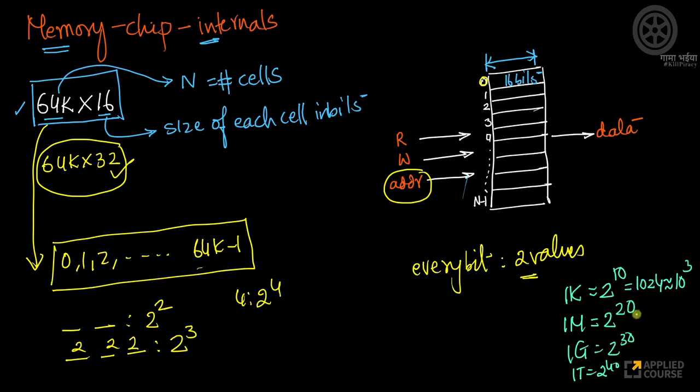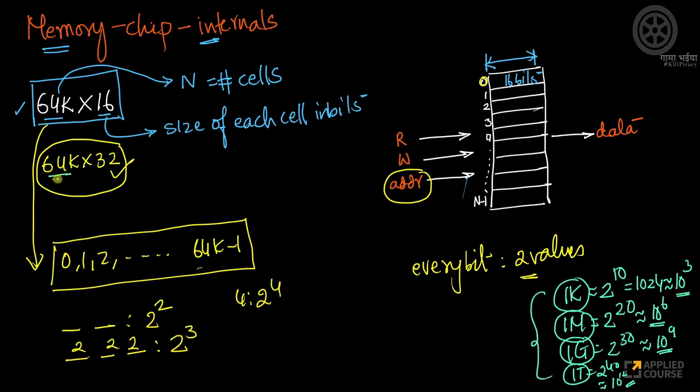Similarly, 2 power 20 is approximately 10 power 6. 2 power 30 is approximately 10 power 9. 2 power 40 is approximately 10 power 12. So 1K is approximately 1000, 1 mega is approximately 1 million, 1 giga is approximately 1 billion, and 1 tera is approximately 1 trillion. Approximately, not exactly. This is something that we'll keep using.